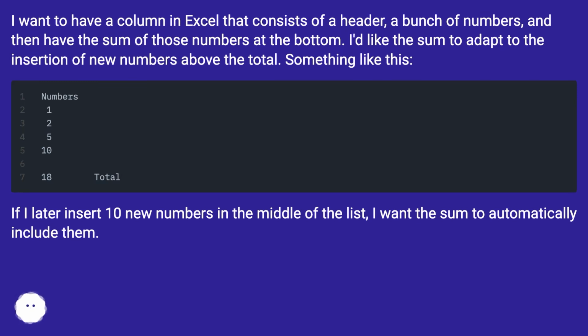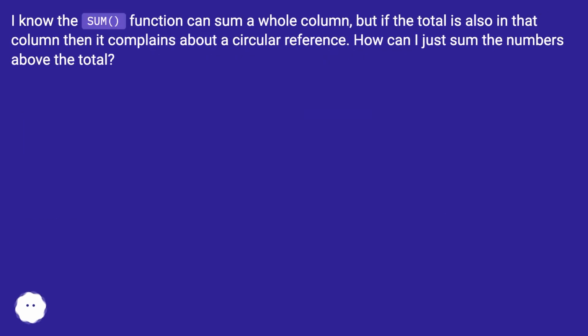If I later insert 10 new numbers in the middle of the list, I want the sum to automatically include them. I know the sum function can sum a whole column, but if the total is also in that column, then it complains about a circular reference. How can I just sum the numbers above the total?